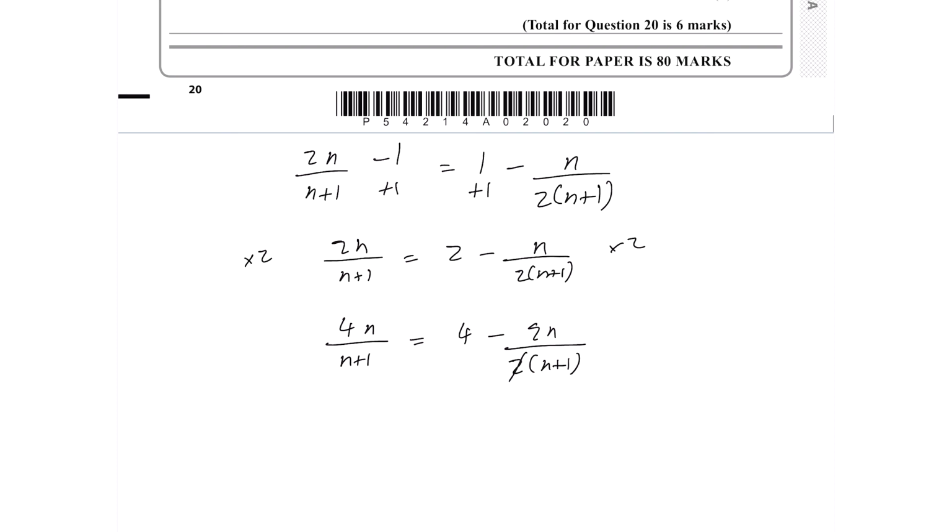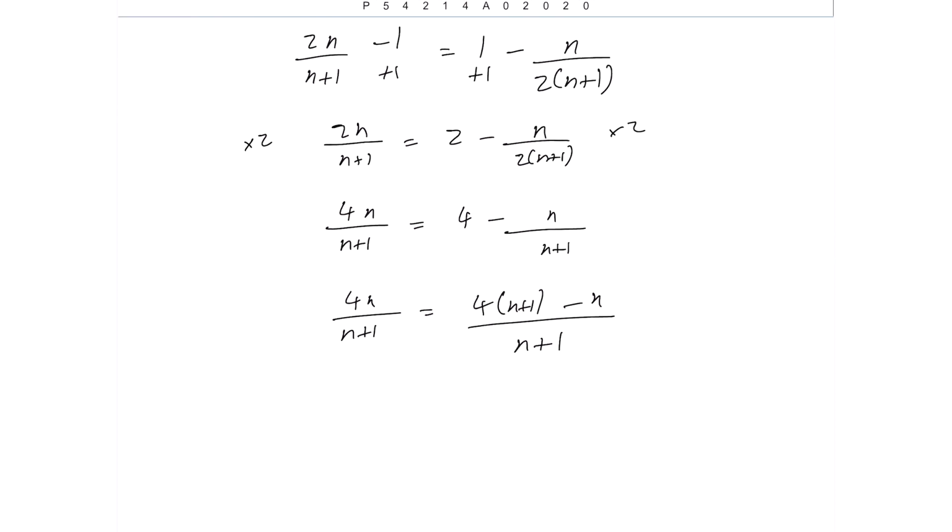And now what I can do is cancel these two out. So that leaves me with the same denominator now on each side. So we now have 4 over n plus 1 is equal to 4. I can multiply the top and bottom by n plus 1, so that'll be n plus 1 there, minus n all over n plus 1. If I expand the brackets out, so that's 4n over n plus 1 is equal to 4n plus 4 minus n all over n plus 1.